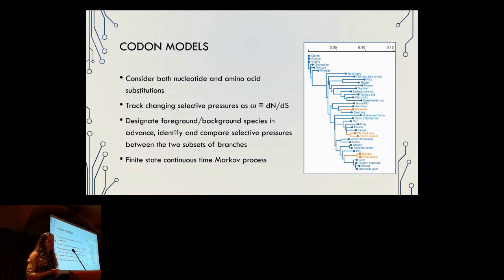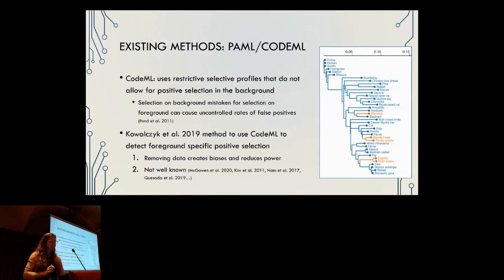Codon models work as a finite state continuous time Markov process. One existing codon model is PAML, or codeml within PAML. But the problem with using PAML is that it uses very restrictive selective profiles that do not allow for positive selection in the background. Because of this, any selective forces in those background species, the terrestrial mammals in our example, can be mistaken for selection in the foreground marine mammal species, which can cause uncontrolled rates of positive selection, or false positives.